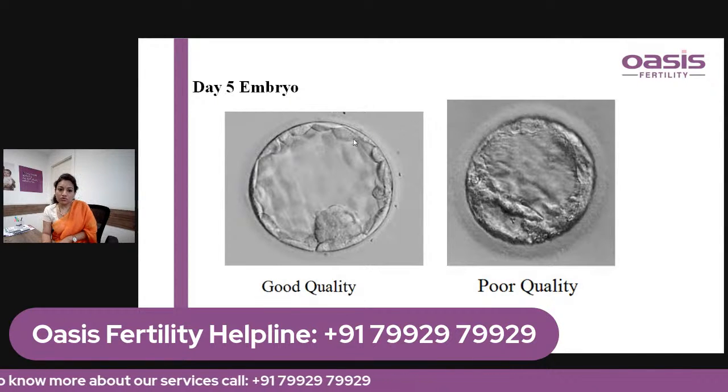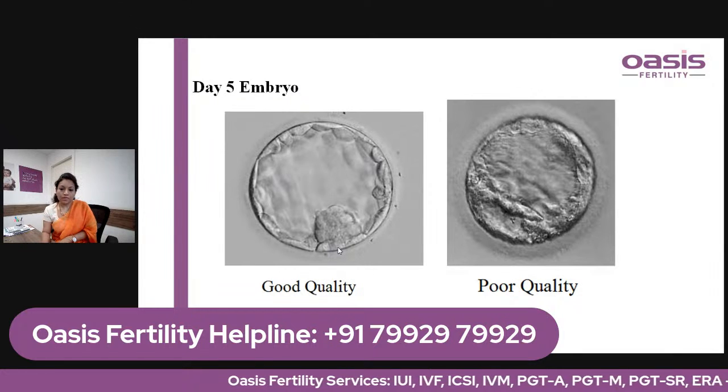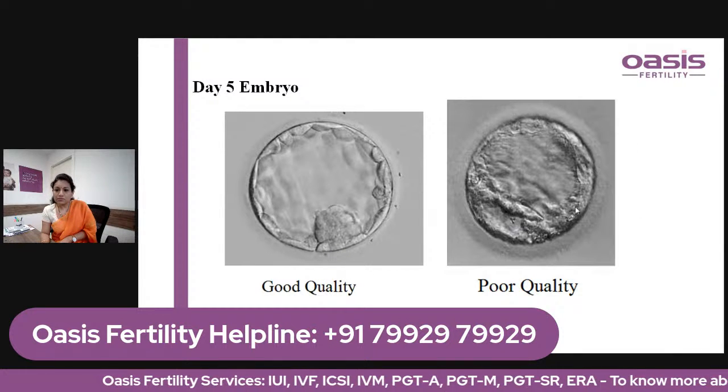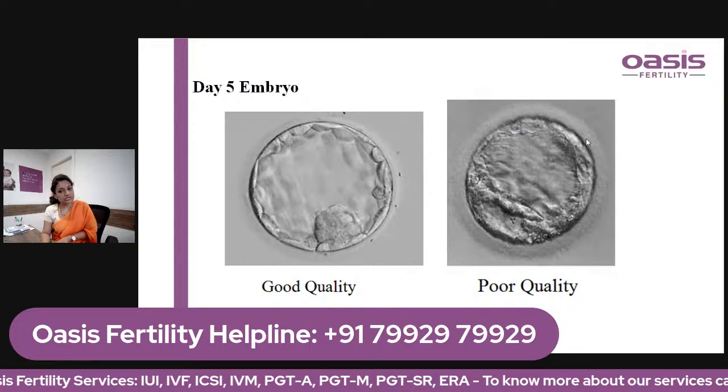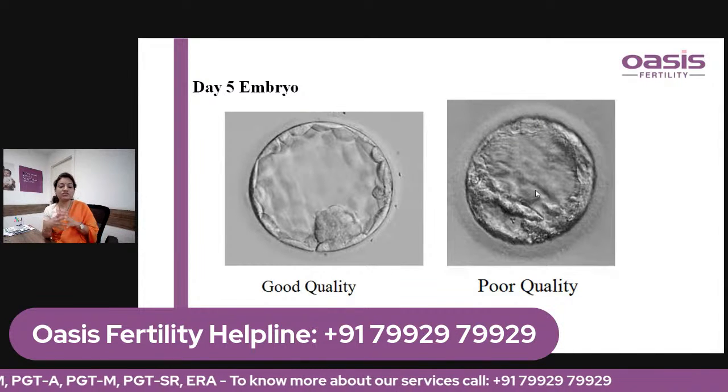So the embryo is the trophectoderm here. This is the inner cell mass and this is the blastocoele cavity. If the embryo is looking like this, it is a good quality embryo. And the next picture is a poor quality embryo. Here you're not seeing the trophectoderm properly, the inner cell mass is not proper, and even the blastocoele cavity is not very clear.